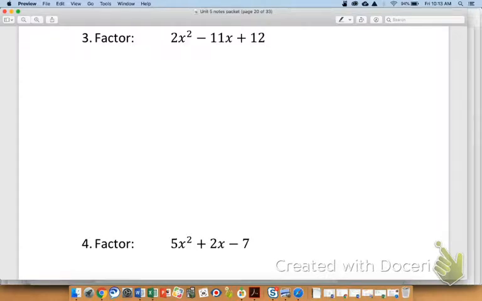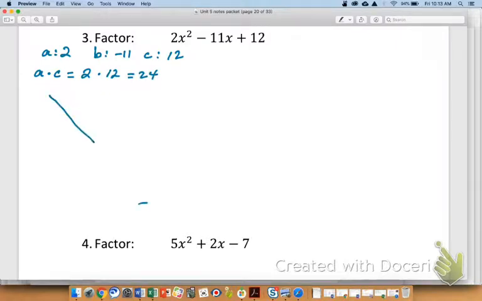First step is to identify your A, B, and C. So A is 2, B is negative 11, C is 12. Once I've done that, I want to identify A times C. So A times C would be 2 times 12, which is 24.